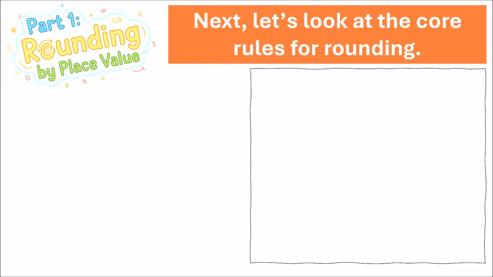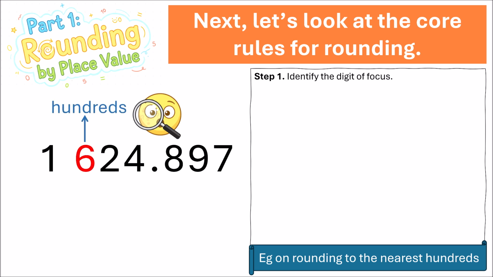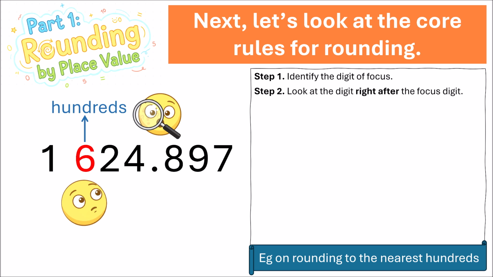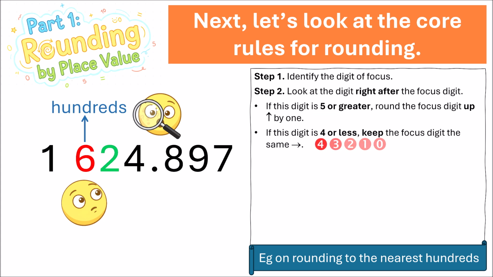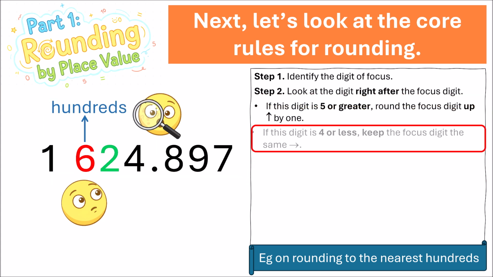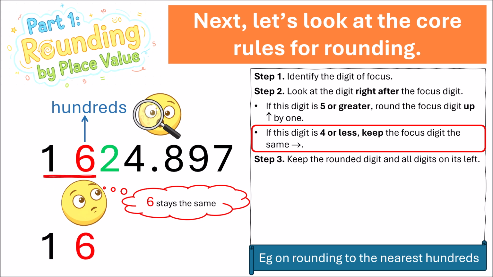Next, let's look at the core rules for rounding. Let's say we want to round this number to the nearest hundreds. Step 1. Identify the digit of focus. In this case, it is 6, since 6 is in the hundreds place. Step 2. Look at the digit right after the focus digit, that is 2. If this digit is 5 or greater, round the focus digit up by 1. If this digit is 4 or less, keep the focus digit the same. Since 2 is less than 5, the focus digit stays the same. Step 3. Keep the rounded digit and all digits on its left.